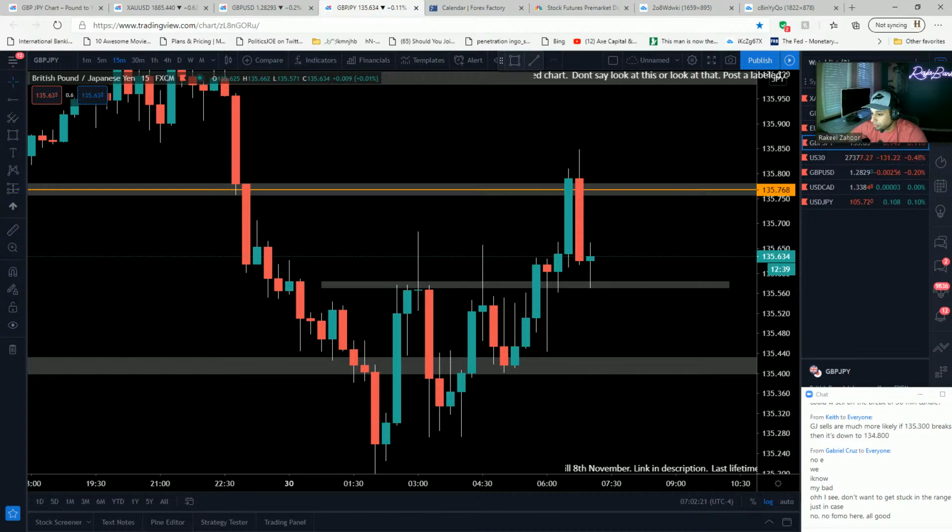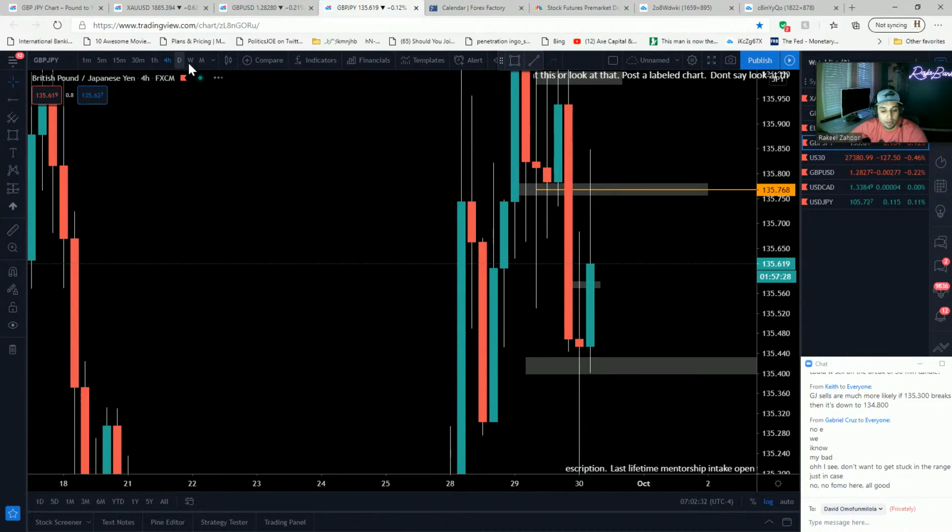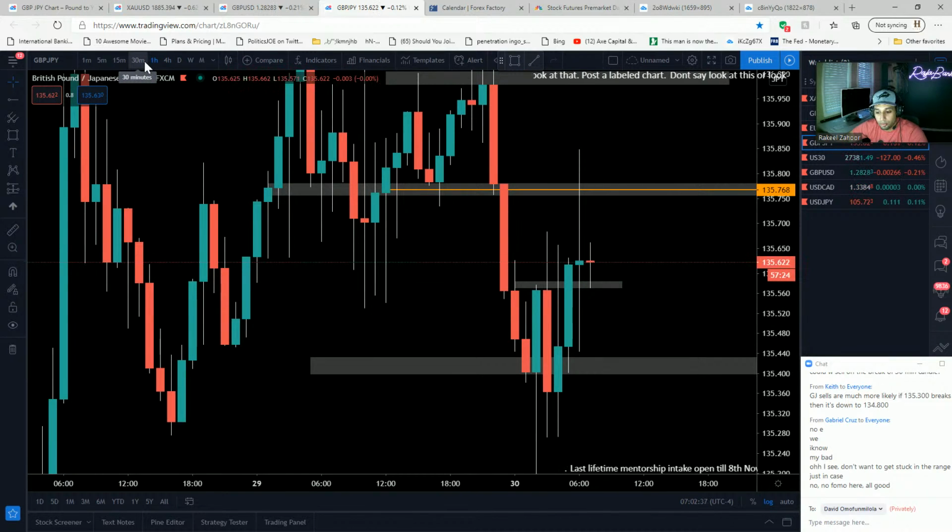Can you check these zones? Let's take a look here. Very, very interesting move over here by GJ.